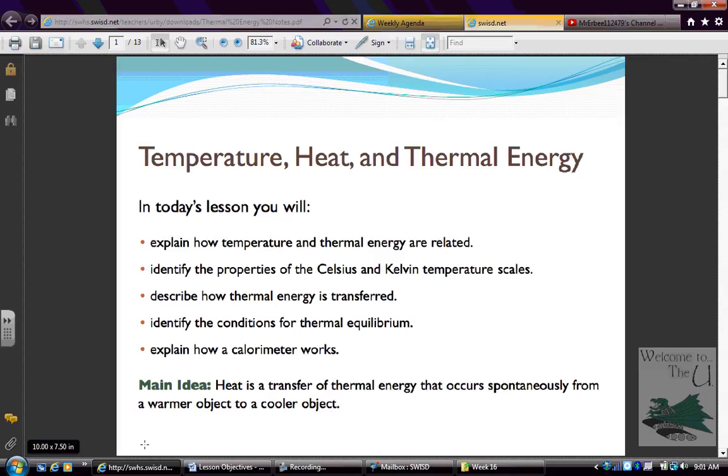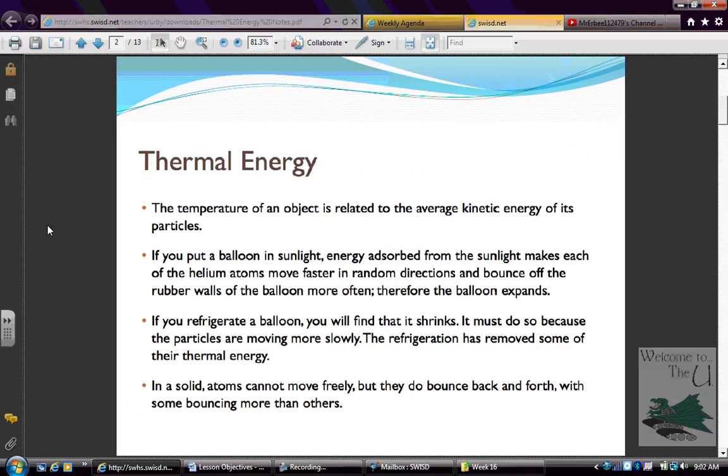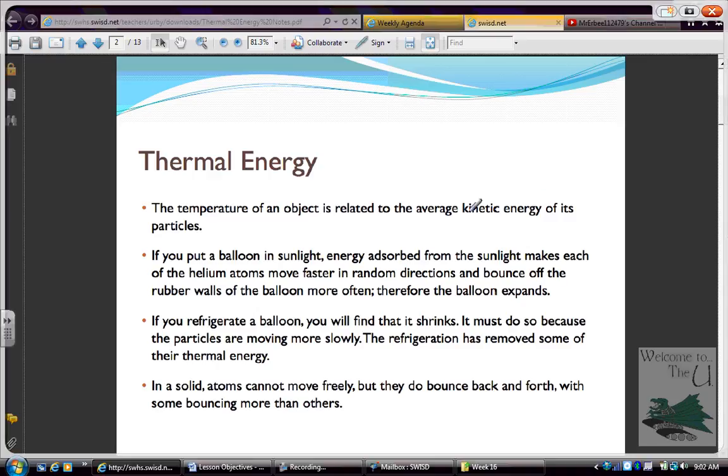Okay. The main idea here is that heat is a transfer of thermal energy, and we're really going to focus on what makes that thermal energy, and talk about how it can affect temperature. So let's go ahead and start by talking about the fact that thermal energy is really just related to the kinetic energy of the particles. So this part right here is very important. The kinetic energy of its particles basically tells you the temperature of the object.